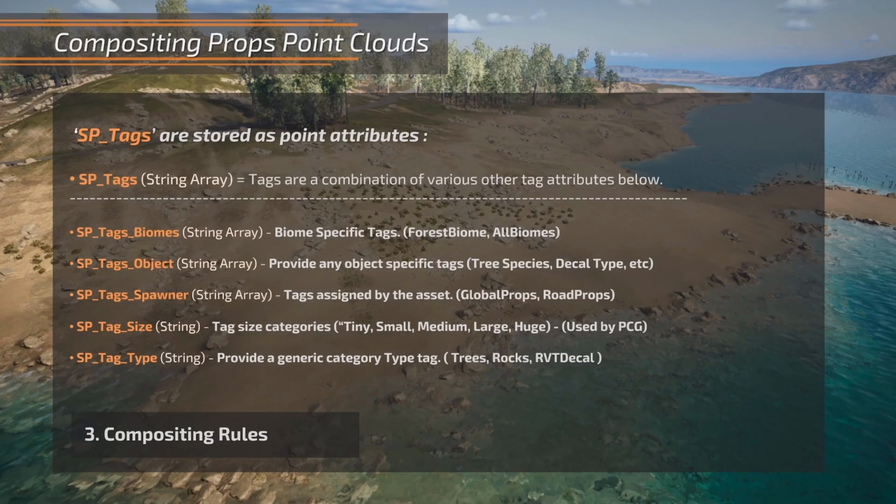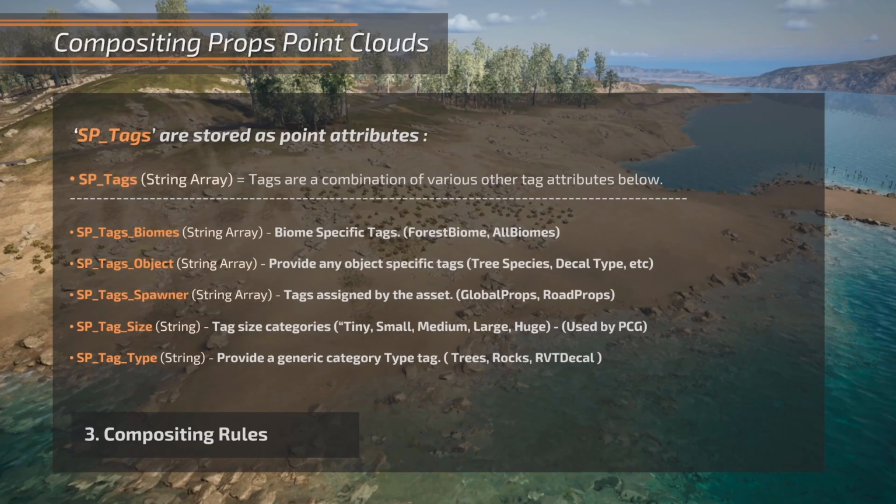Then we have the spawner tag again. So the spawner tag, like I mentioned before, can be something like global props, or it could be road props. So it's a general catch-all type of tag that can be applied to a certain point cloud. It doesn't have to per se be something that's created by a certain HDA, right? But it can be useful to recognize these points, and it's fully customizable. Then we have the size tag. This directly relates to that size category system in PCG I mentioned earlier. So we have 5 values it can take: tiny, small, medium, large, and huge. And again, this is used by PCG.